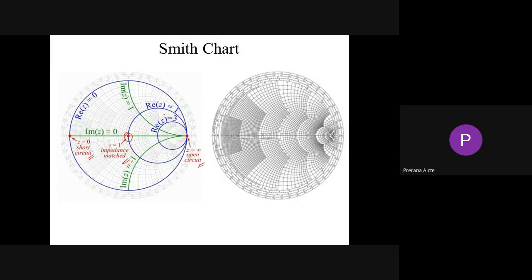And these circles are either inductive components or capacitive components. The inductive component is equal to 1, that is the leading component, and the capacitive component is minus, that is the lagging component.